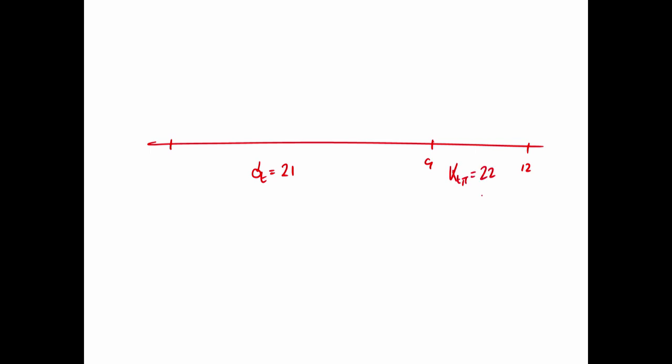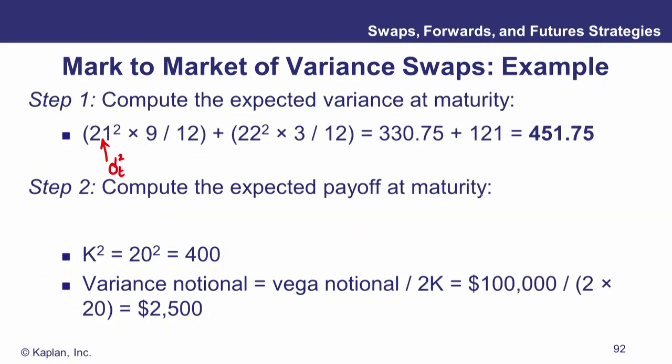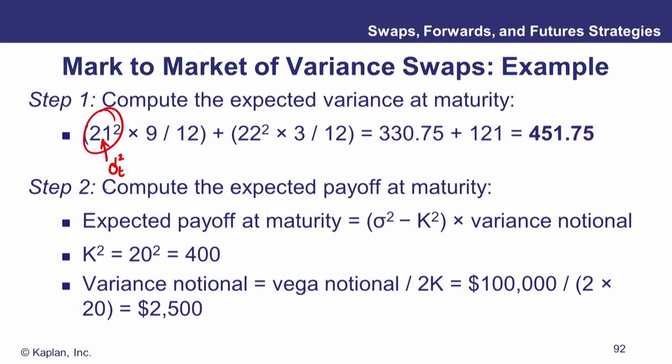All we're going to do is square those volatilities up. That's 21 squared, and there is K little t big T squared, 22 squared, and then we're going to weight them by the number of days that they represent, because these are all annualized numbers. We're going to weight this one for the 9 out of 12 months that it was in play for, and we're going to weight this one for the 3 out of 12 months that we expect it to be in play for.